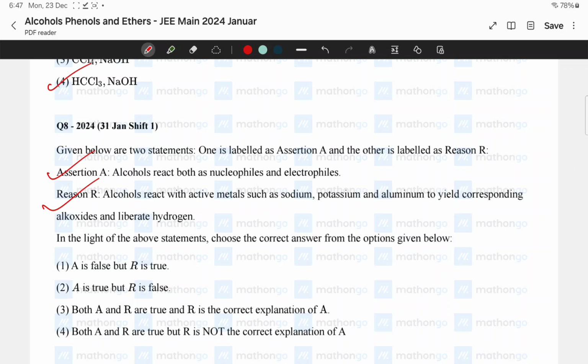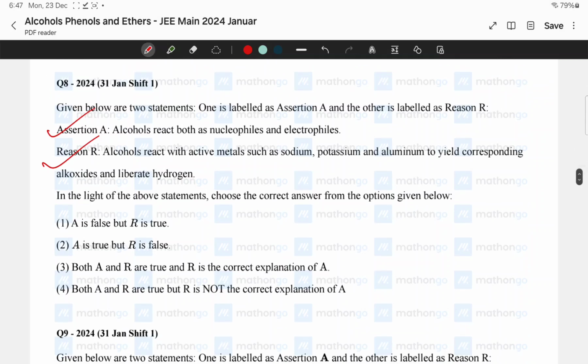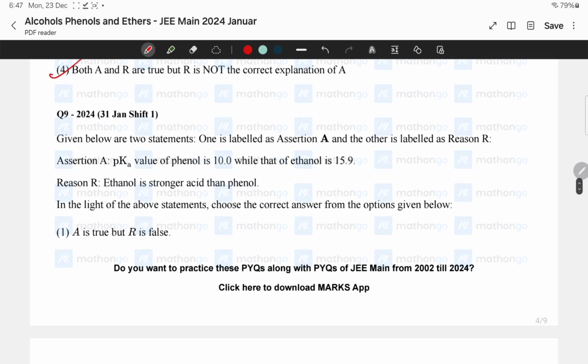But this assertion and reason don't have any connection between them. Alcohol reacts both as nucleophile and electrophile, okay, accepting it. Alcohol reacts with active metals to yield alkoxide and liberate hydrogen, that's also acceptable. But nucleophile and electrophile is another property, and the reason is given as acidic character of alcohol being justified. It's not a correct explanation, right? They both are separate statements which are true. So both assertion and reason are true, but R is not the correct explanation of assertion. That's the answer.